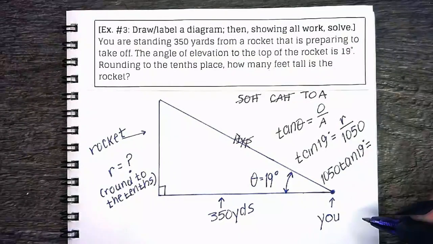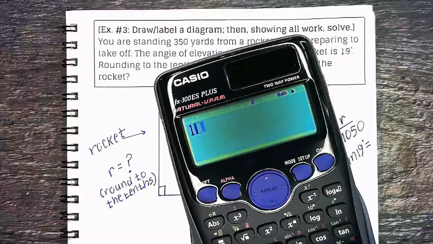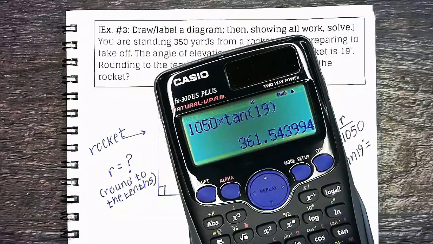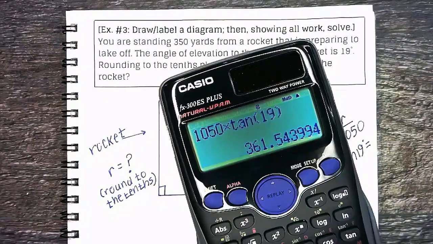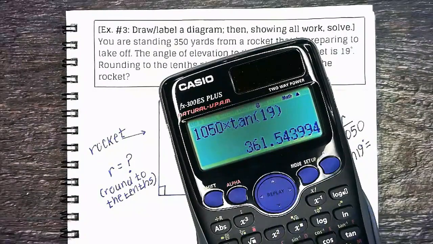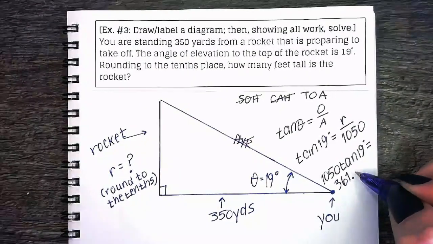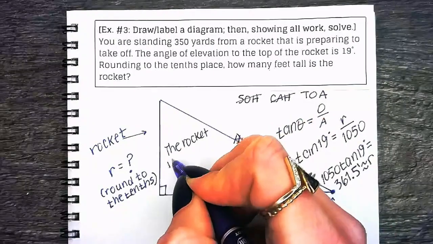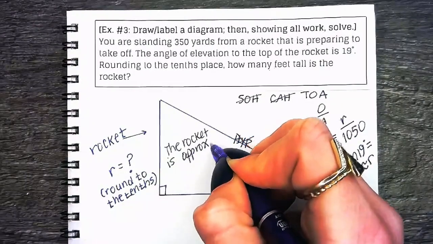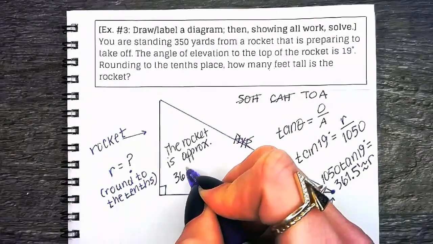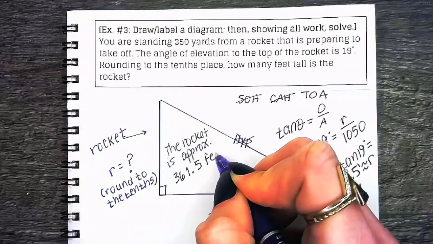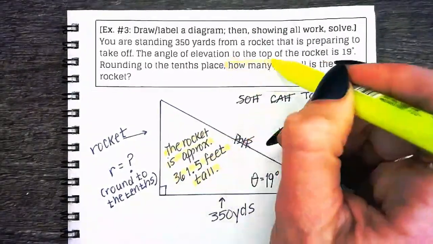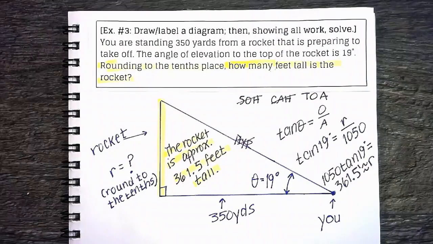No tricks for this one. I don't know why I wrote times this time. It really doesn't matter. And I think we said to round to the nearest tenths place. So 361.5 feet. The rocket is approximately 361.5 feet tall. And that's all there is to it. We have 2 more examples to do.